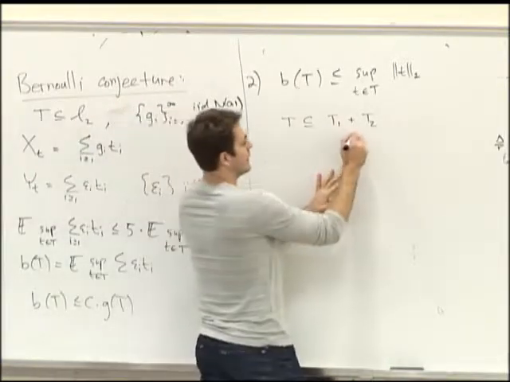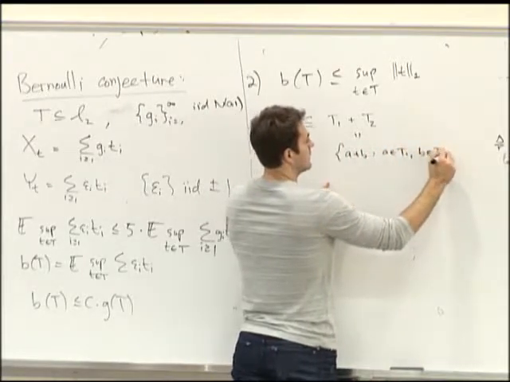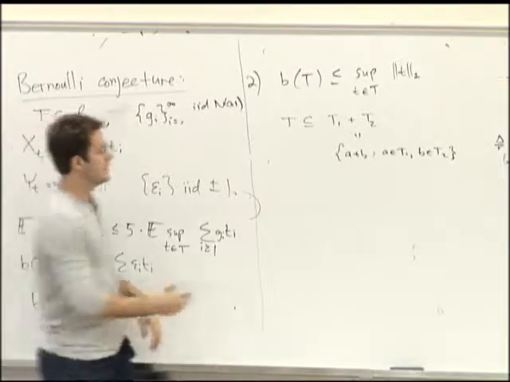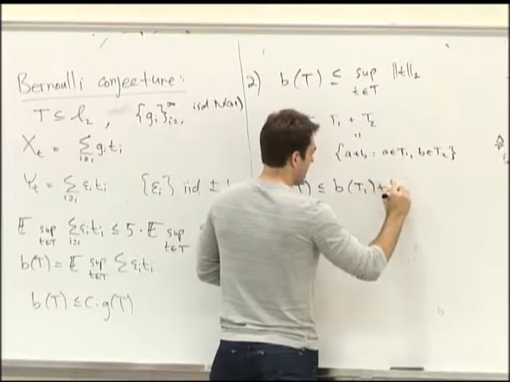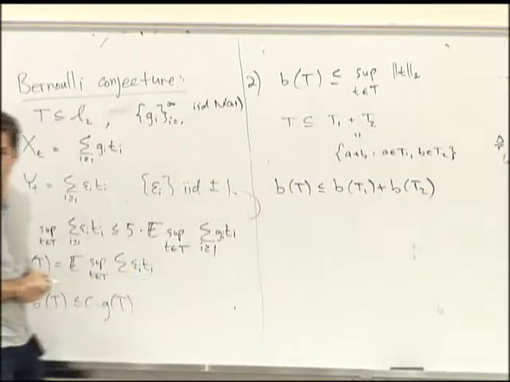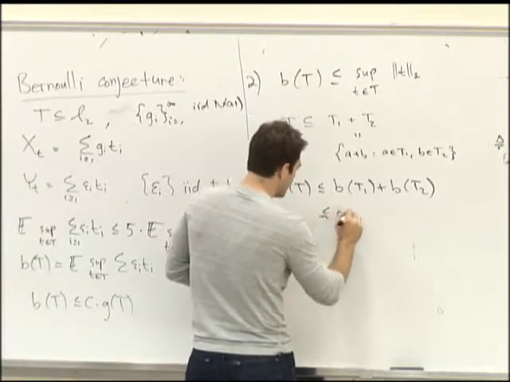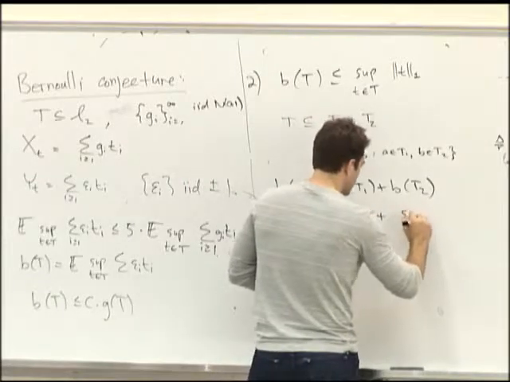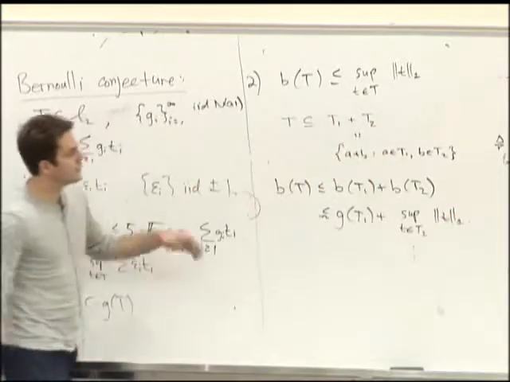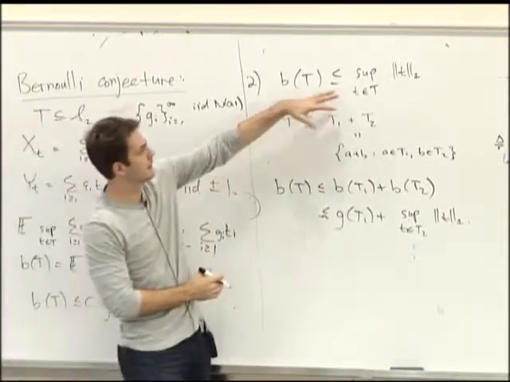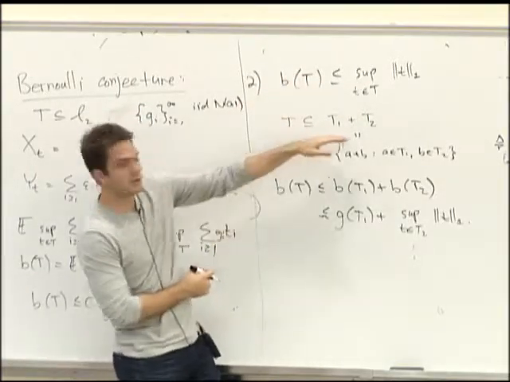So this is the set of all a plus b such that a is in t1 and b is in t2. If you put t inside a set like this, then it's immediately clear that you have this. In particular, you can mix the two kinds of bounds together. So up to a constant, you can mix the Gaussian and the L1 upper bounds together according to some decomposition like this.